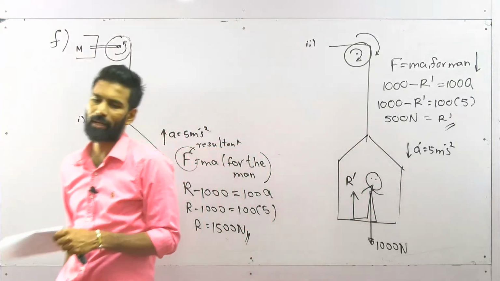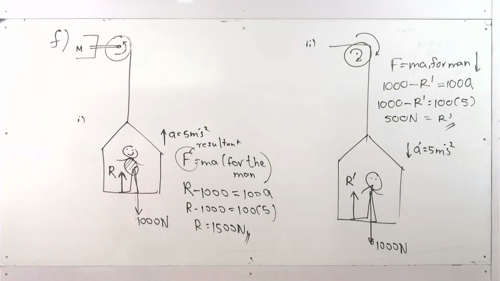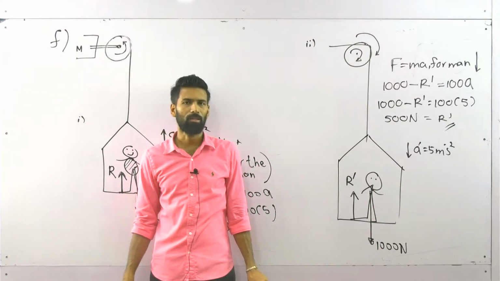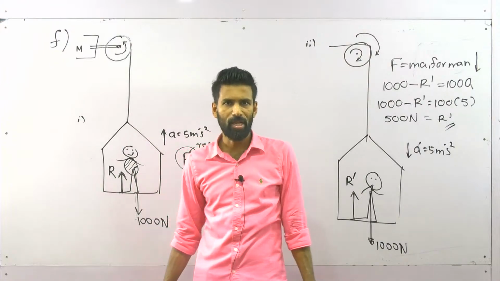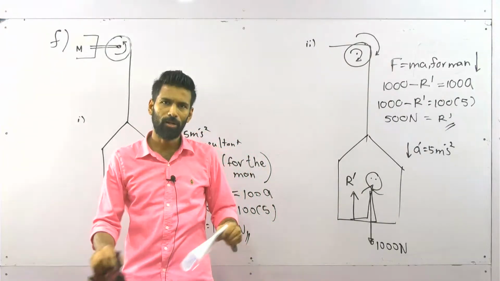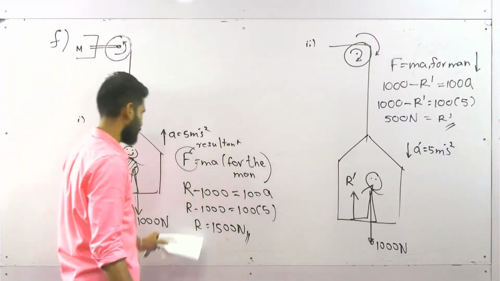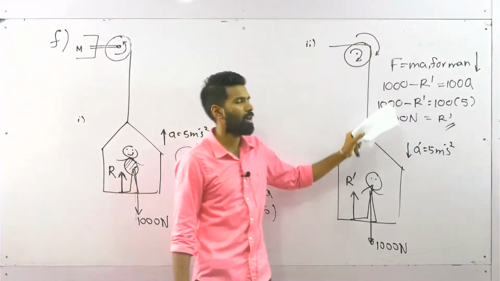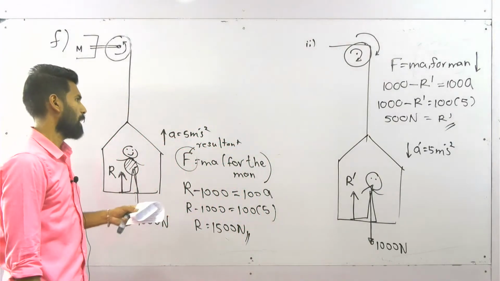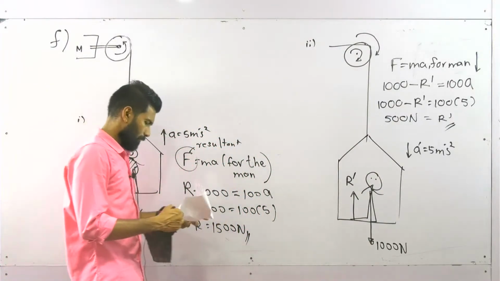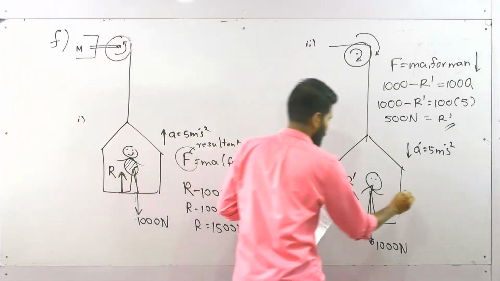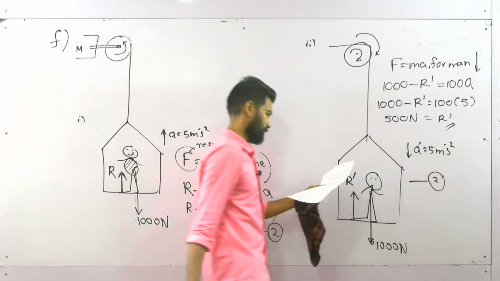So that's why we say this R, the normal reaction, is a self-adjusting force. It changes its value according to the motion. Earlier it had a value of 1000. Now it has a value of 500 as the motion has changed. A self-adjusting force. Okay. So I gave 2 marks for this part and another 2 marks for this part.